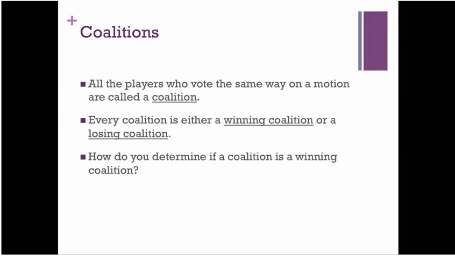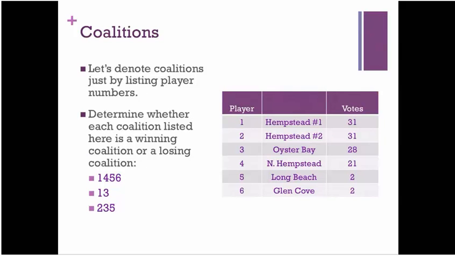Now, when you take a vote, all the players who vote the same way on a motion are called a coalition. And every coalition is either a winning coalition or a losing coalition. Ask yourself, how do you determine if a coalition is a winning coalition? And the answer, I think you'll see, is that you compare the total number of votes in the coalition to the quota. And if the total number of votes in the coalition exceeds the quota, then it's a winning coalition, and otherwise it's a losing coalition.